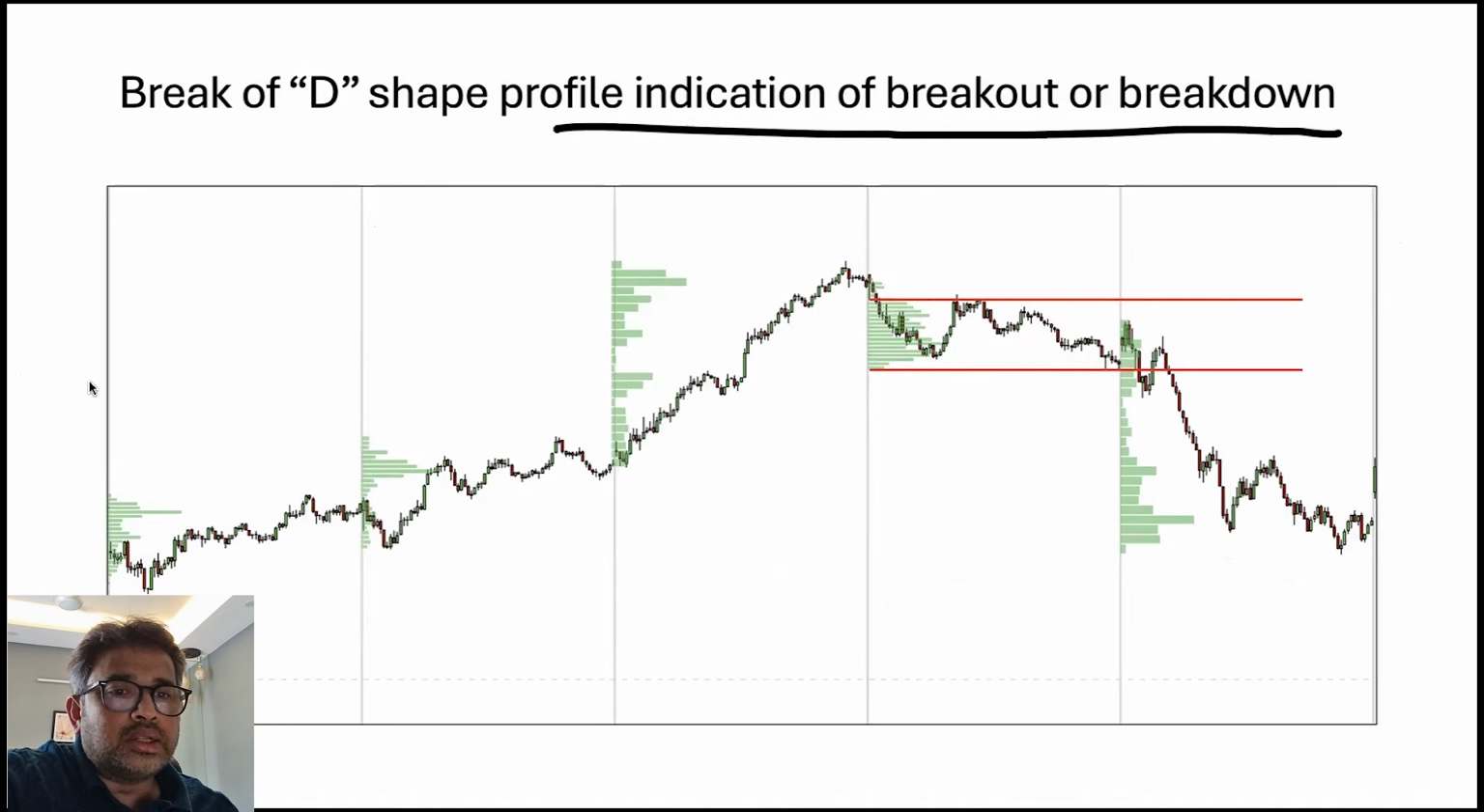Let us see what's happening on this chart. This is the P profile, highest volume at the top. P profile.